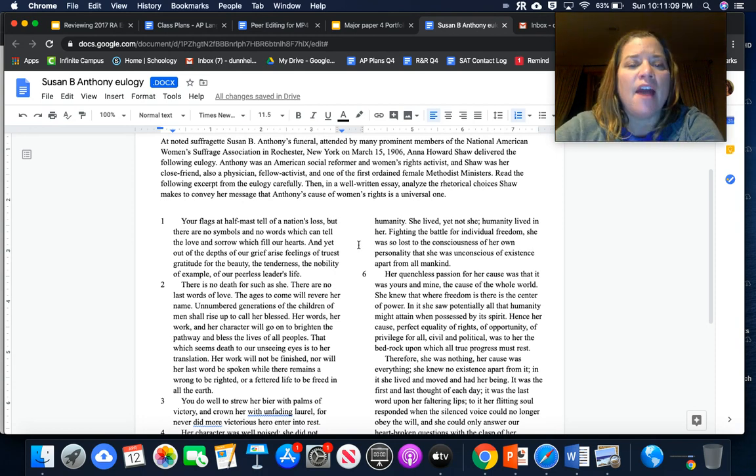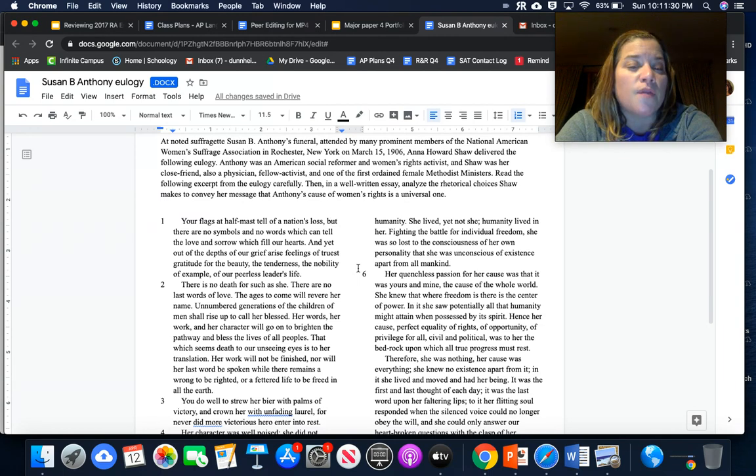Your flags at half-mast tell of a nation's loss, but there are no symbols and no words which can tell the love and sorrow which fill our hearts. And yet, out of the depth of our grief arise feelings of truest gratitude for the beauty, the tenderness, the nobility of example of our peerless leader's life.